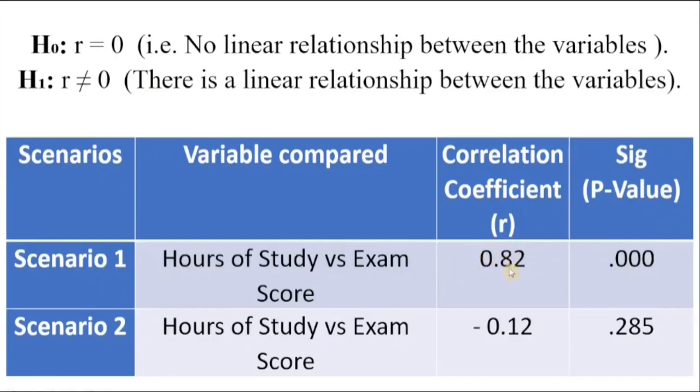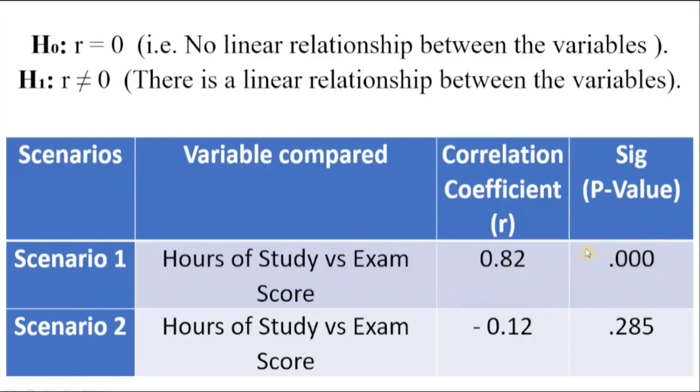This result shows a strong positive correlation between the number of hours students spend studying and their exam scores. In practical terms, the positive coefficient indicates that as the number of hours students spend studying increases, the higher their exam scores tend to be. On the other hand, the p-value is 0.000, which is well below the significance level of 0.05.